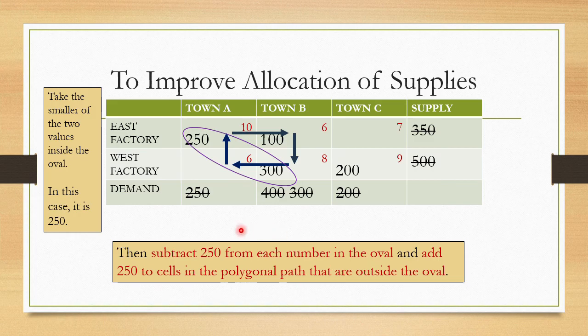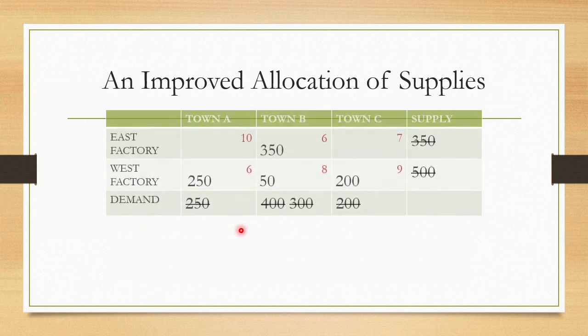So we have this animation. So subtract 250 here, subtract 250 here, add 250 here, and then add 250 here. Now when you do that, you will get an updated transportation model like this.